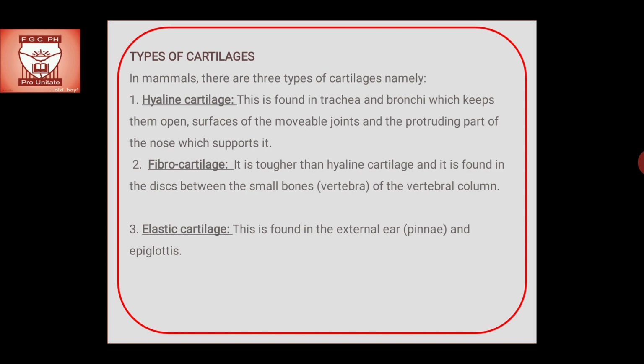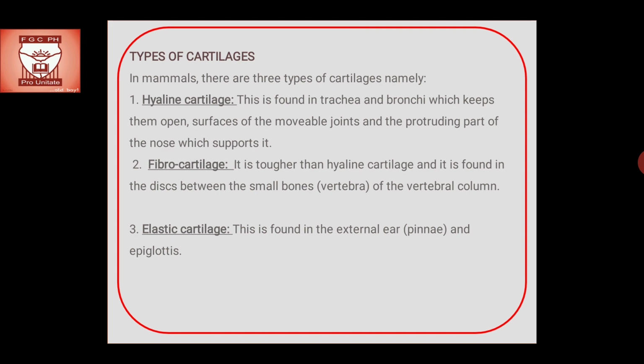What is hyaline cartilage and where is it found in the body? We said this is found in trachea and bronchi, which keeps them open. It is also found on the surface of the movable joints and in the protruding part of the nose, which supports it. This is our nose. What we are seeing at this protruding part of our nose is the cartilage.